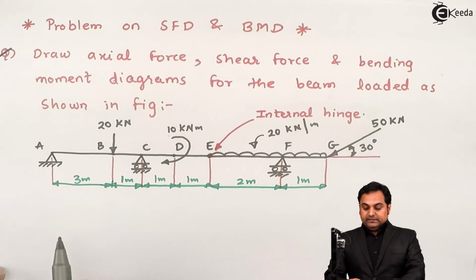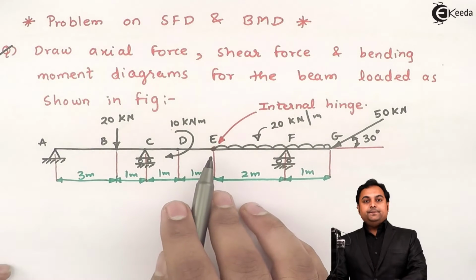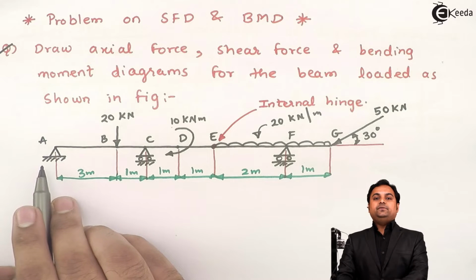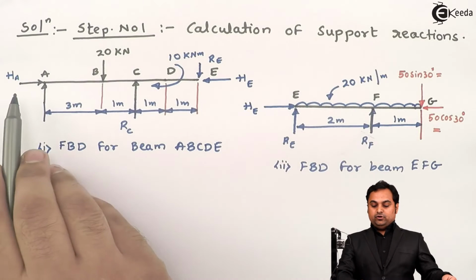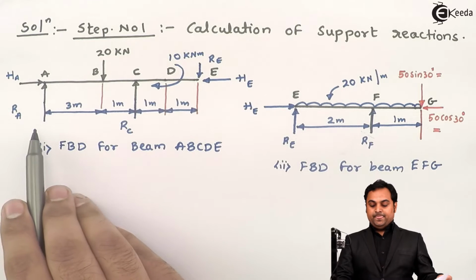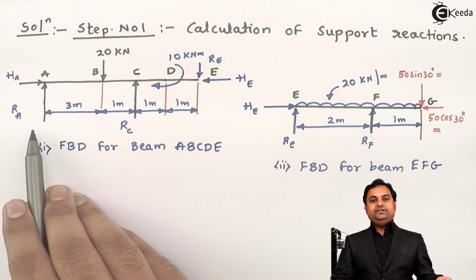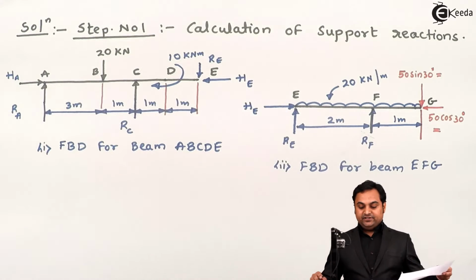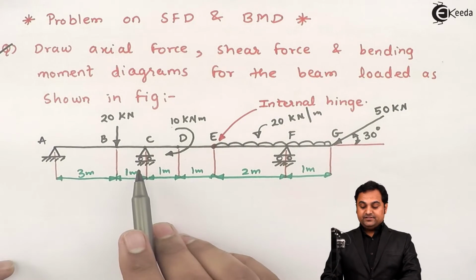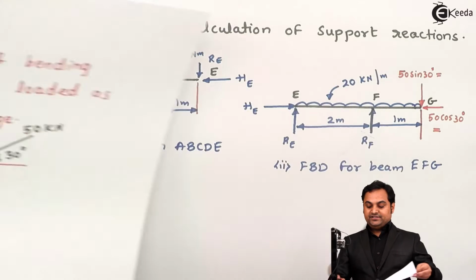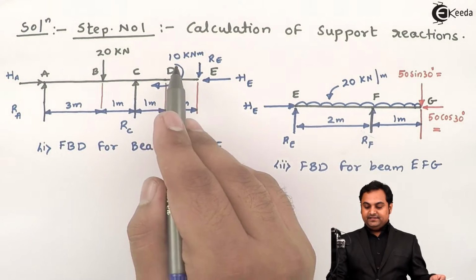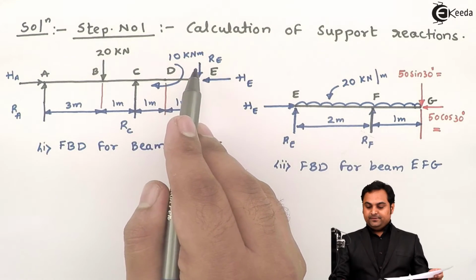If I look into parts A, B, C, D, E, at A there is a hinge support. At a hinge support there will be two reactions: one horizontal reaction at point A, and a vertical reaction at point A. Next, the 20 kilonewton load is as it is. After that, at C there is a roller support, so only a vertical reaction, R suffix C. Then at D there is a couple acting, 10 kilonewton meter.